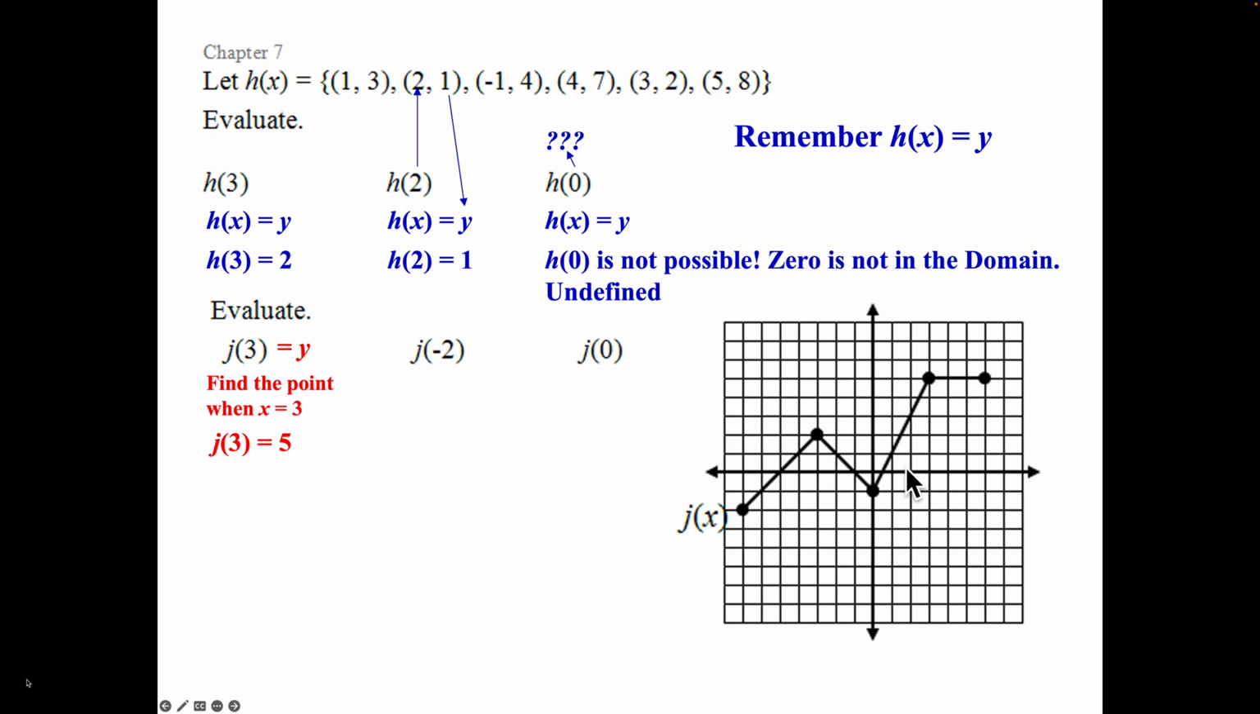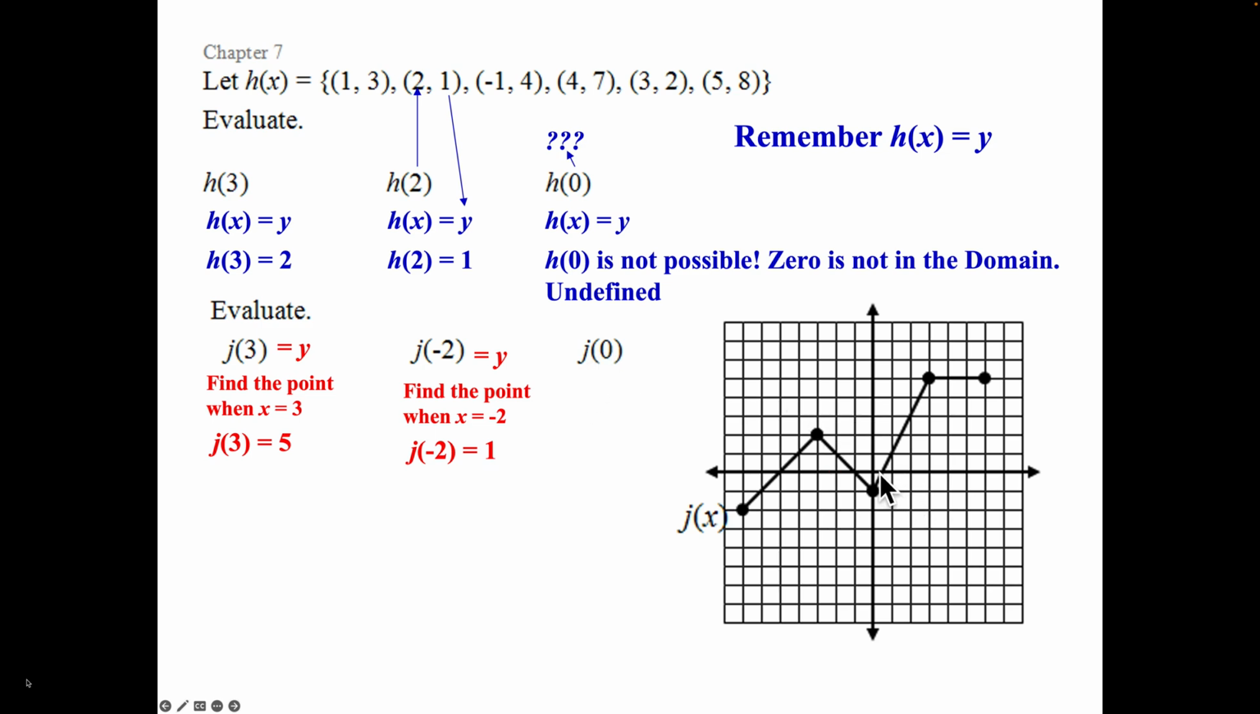J of -2. We're going to go to -2. That's right here. We're going to go up until we hit the graph, which is this point right there. I went up 1 square. That puts me at negative 2 comma 1. So that's going to be my output, a 1.